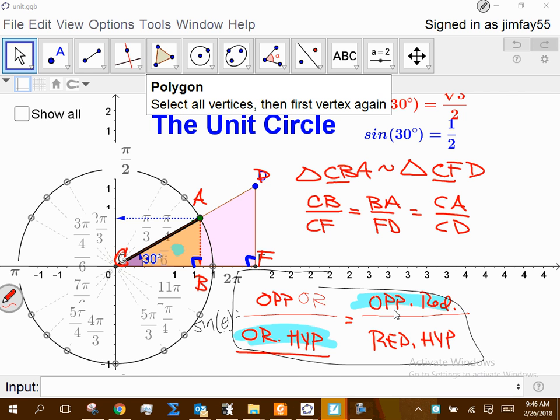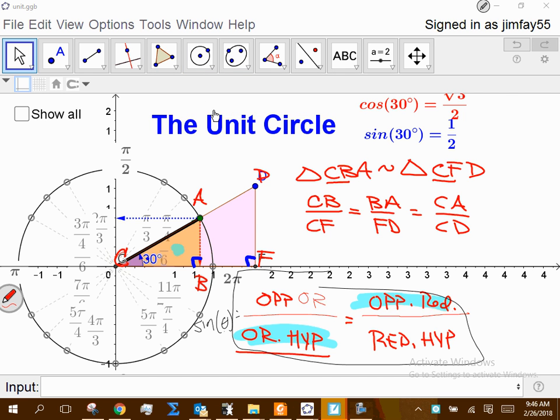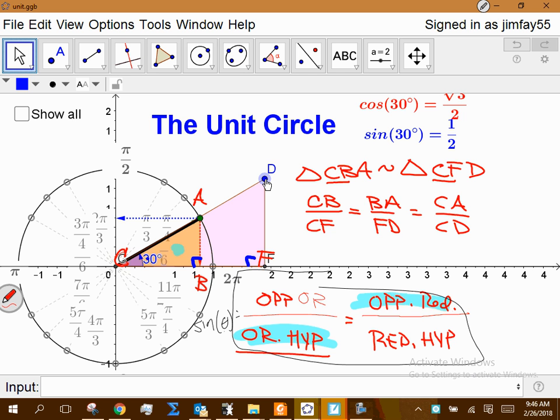But that's the idea. This triangle can be anything it wants to be. This red one can be as big as it wants to be. I can take that point D and start moving it out as much as I want. As long as there's a 30-degree angle in there, this ratio here is going to be exactly the same as the ratio that existed in the orange one.